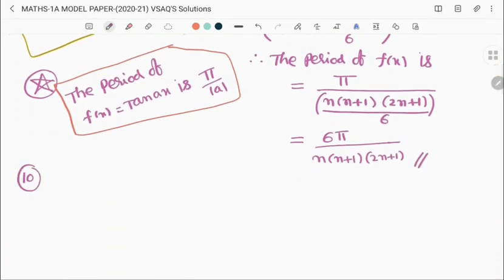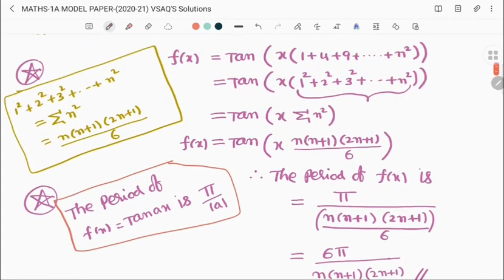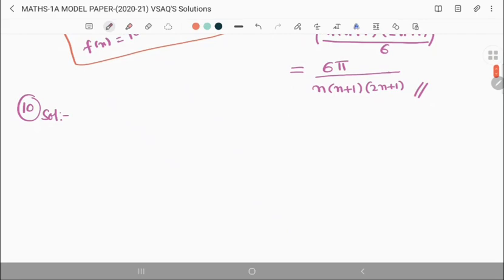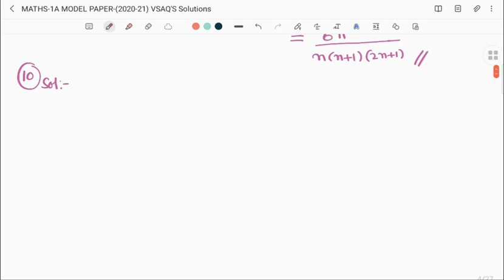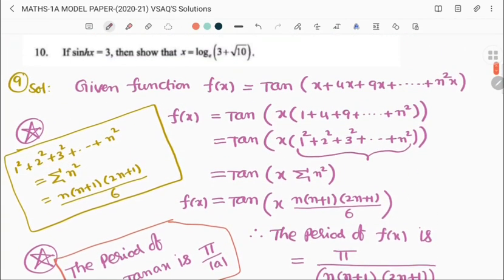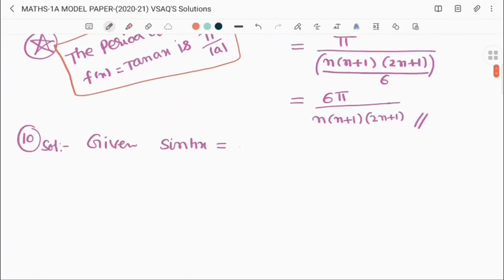Question number 10. The previous one is the 9th one. Given sin hx is equal to 3. So they are asking to prove x is equal to. So given sin hx is equal to 3, that implies that x is equal to sin h inverse of 3.